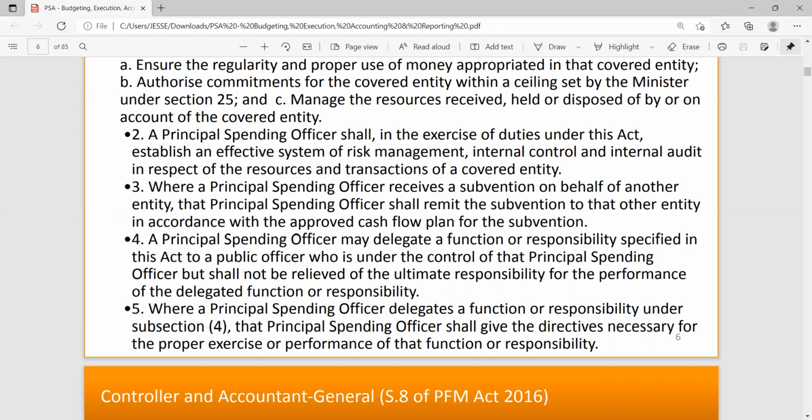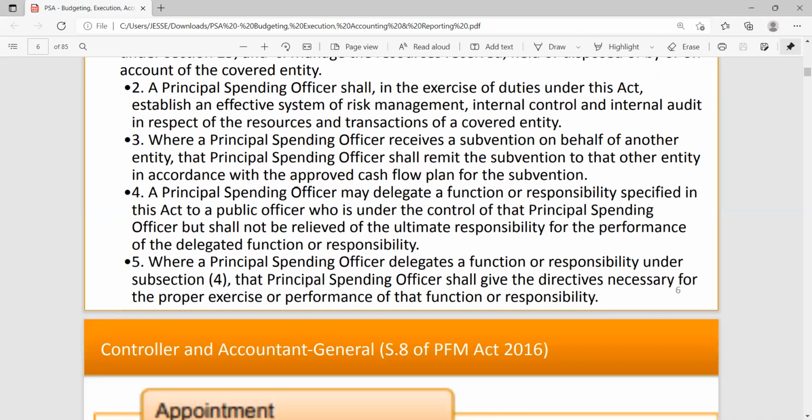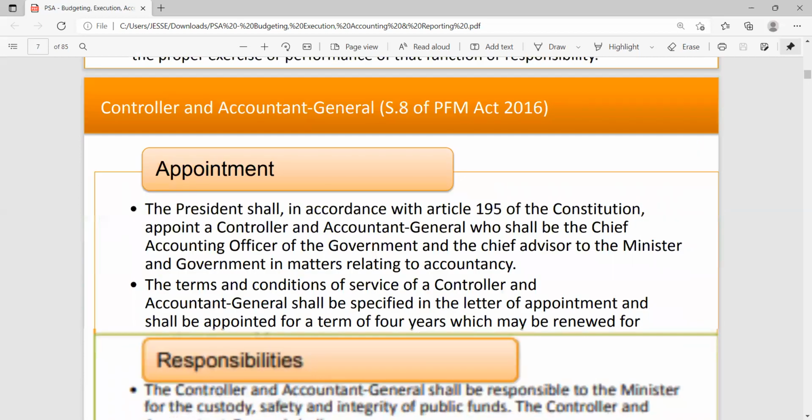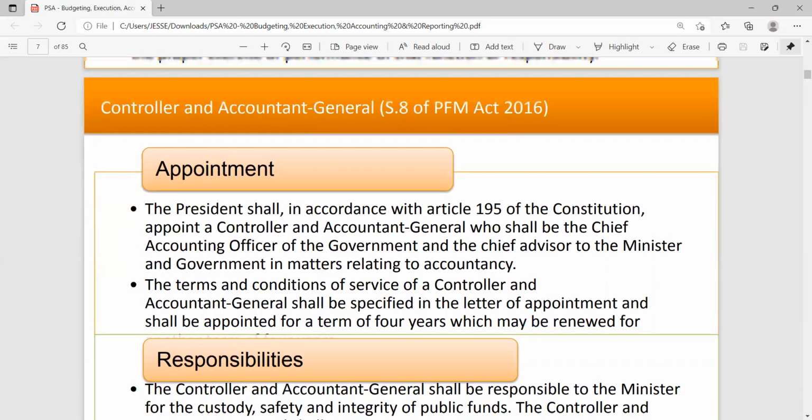Number 5, where a principal spending officer delegates a function or responsibility under subsection 4, that principal spending officer shall give the directives necessary. So again, we see the issuance of directives here, for the proper exercise or performance of that function or responsibility. Very, very key. Very, very important.